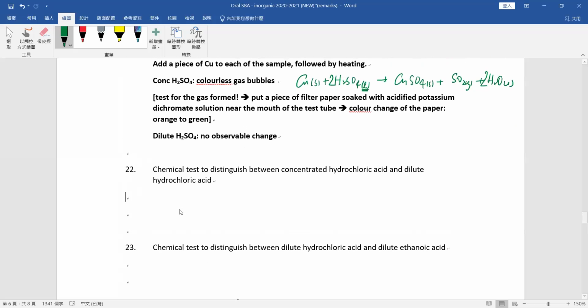Now, 22. And this one, how to balance the equation for SO2 together with dichromate, I leave you as a task to do at home. The final 2 questions, before the end of the lecture today: chemical test to distinguish between concentrated hydrochloric acid and dilute hydrochloric acid.